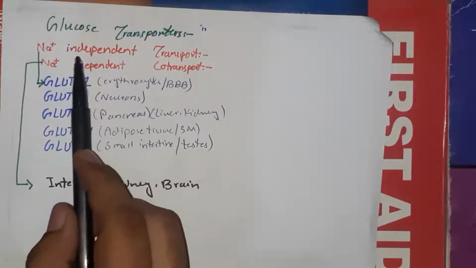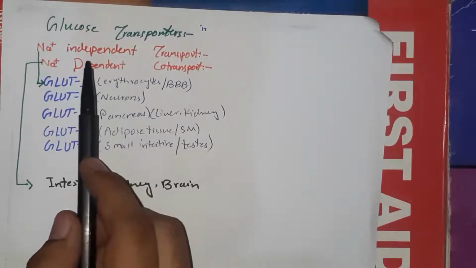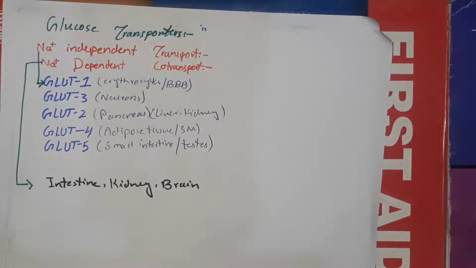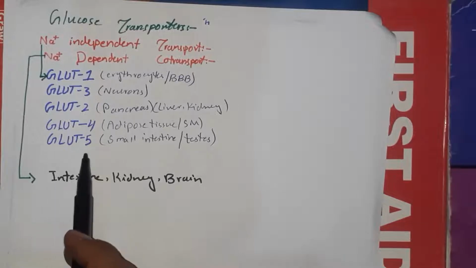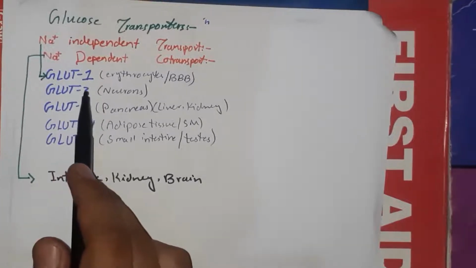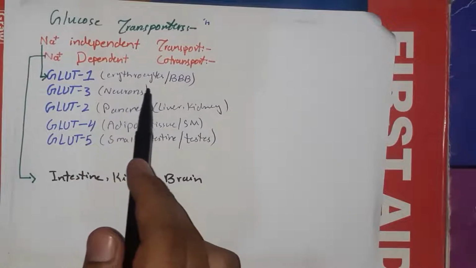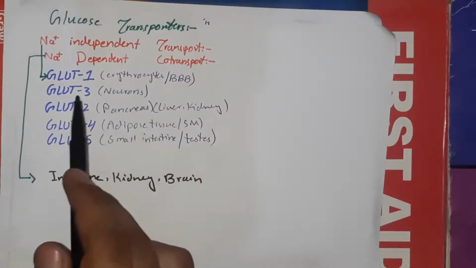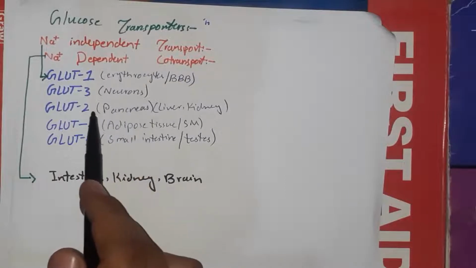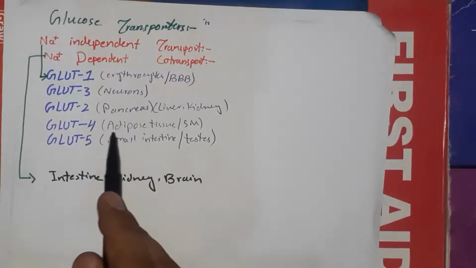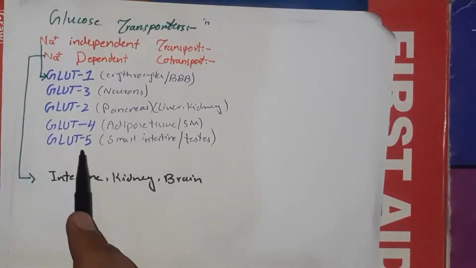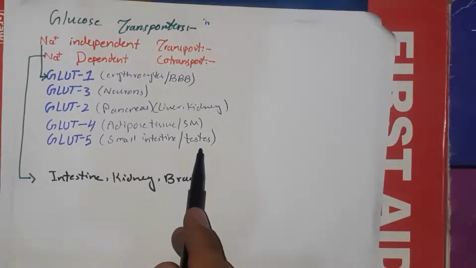Okay, when we move toward the sodium independent transport, to transport glucose independently of sodium, these are the major glucose transporters which are present in different tissues. So these are GLUT1, GLUT3, GLUT2, GLUT4, GLUT5. The first transporter, GLUT1, is present principally in erythrocytes and blood-brain barrier, while GLUT3 is present in neurons. GLUT2 is present in pancreas, liver, and kidney. GLUT4 is present in adipose tissue and skeletal muscles, while GLUT5 is present in small intestine and testes.